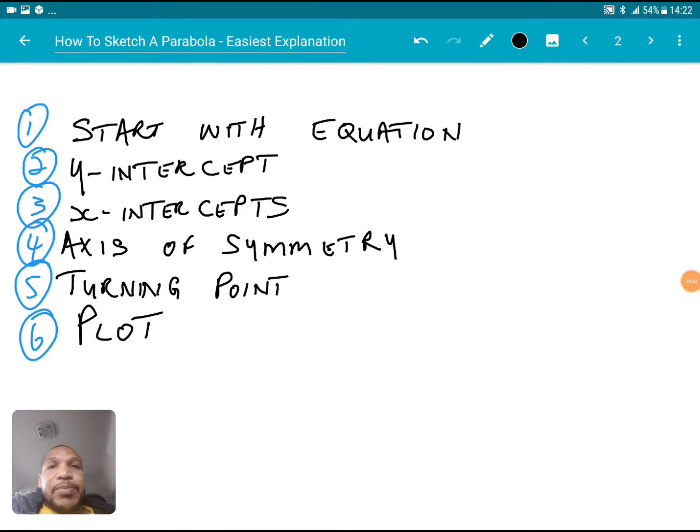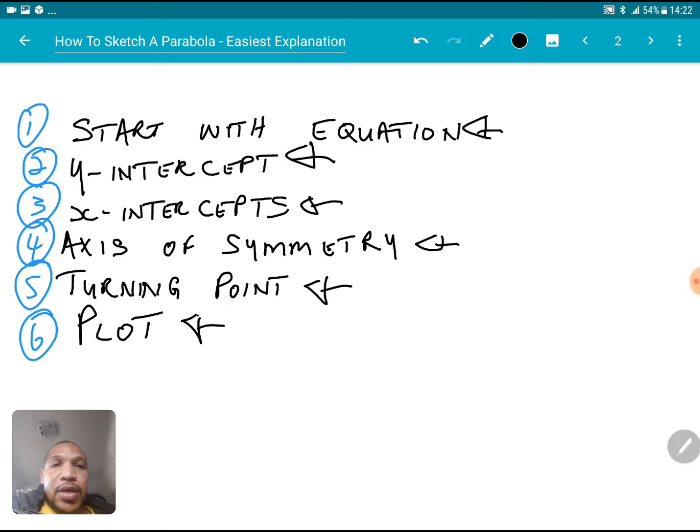So here we have the 6 steps. Number 1, we're going to start with the equation, and we're going to see how the parabola is going to look at the end of the day. Number 2, y-intercept. Number 3, we're going to get the x-intercept. Number 4, the axis of symmetry. Number 5, turning point. And then number 6, we're going to put it all together and plot. If you follow these steps, you shouldn't go wrong, and it should be very easy to sketch the parabola and have it correct.